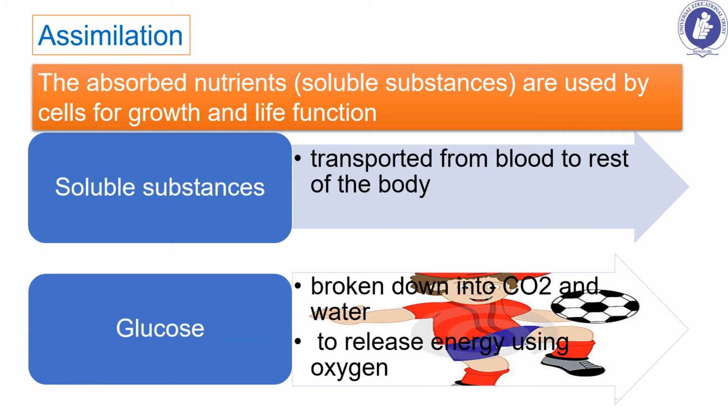One of the soluble substances is glucose, which is broken down into carbon dioxide and water. And with the help of oxygen, glucose will release energy. So during assimilation, this process is happening. Glucose will release energy and also it is broken down into carbon dioxide and water. Now you understood how you get energy after eating food.